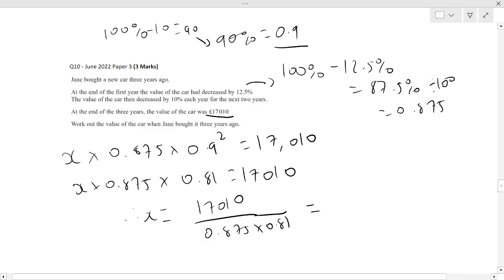And that's going to get me this number here, a pretty nice number of 24,000, which seems fairly plausible. And that being pounds. And there we go. So that's the value originally.